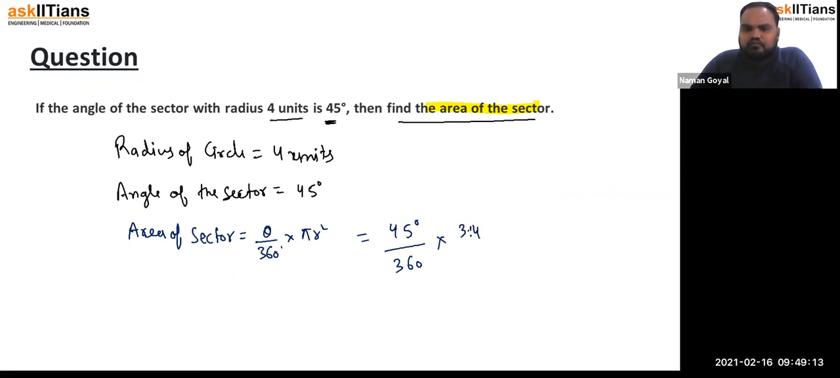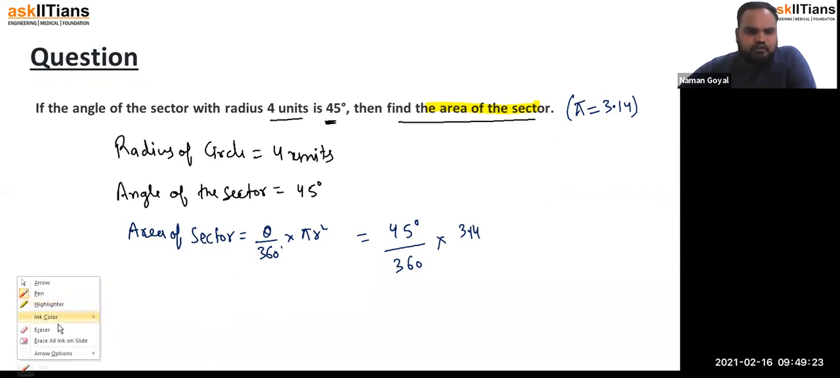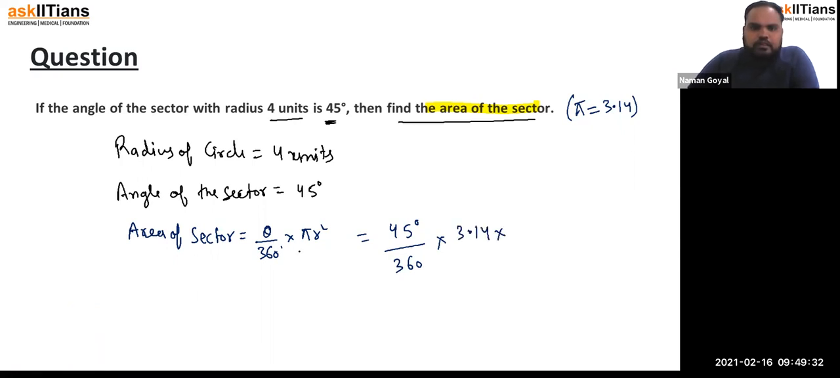You can take pi in this question as 3.14. Now let me rewrite this one. Now I can write it again: 3.14, and the radius is 4 units, so it will be 4 squared.